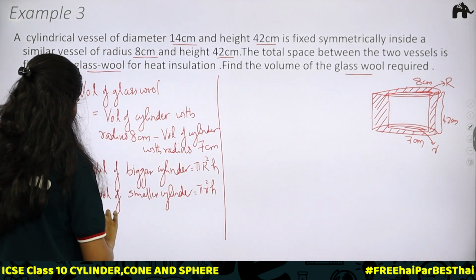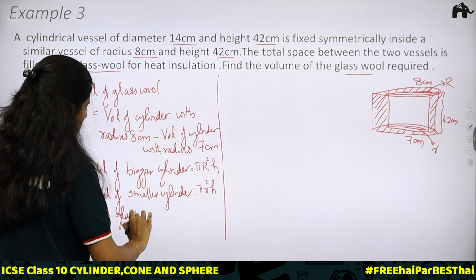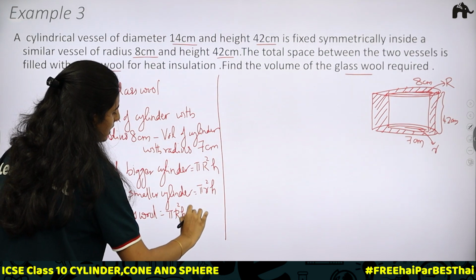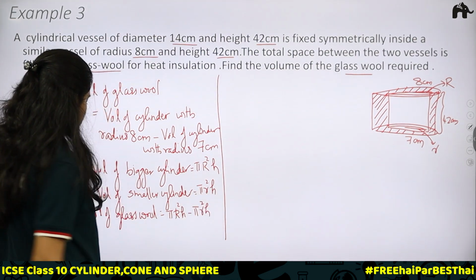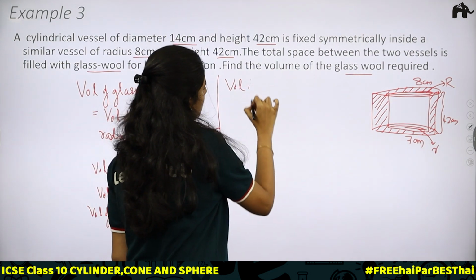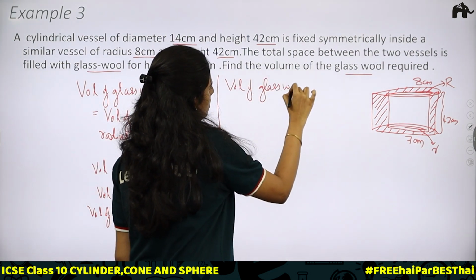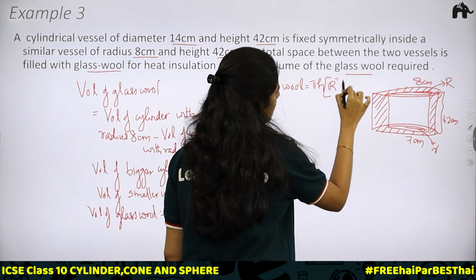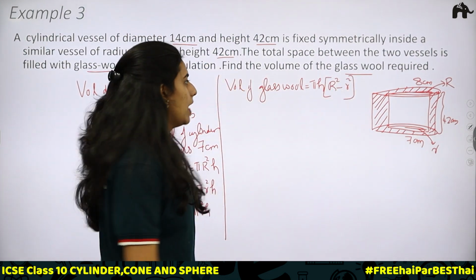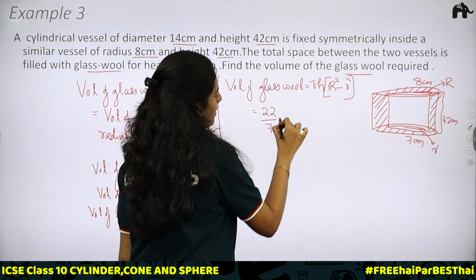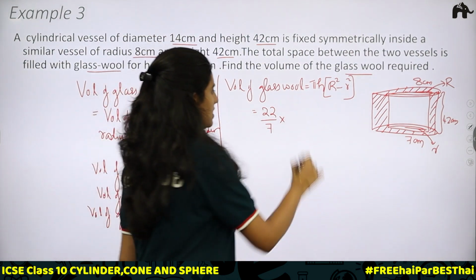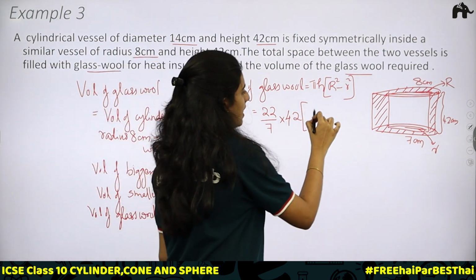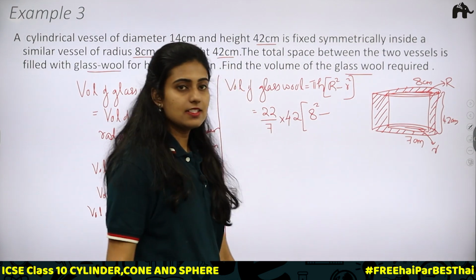Then the required volume of glass wool will be equal to pi capital R square h minus pi small r square h. Okay, that is volume of glass wool is equal to pi into h into capital R square minus small r square. Now put the values. Pi 22 divided by 7 into height. Height is 42 centimeter. 42 into capital R square, capital R square is 8 square, minus small r square, 7 square.